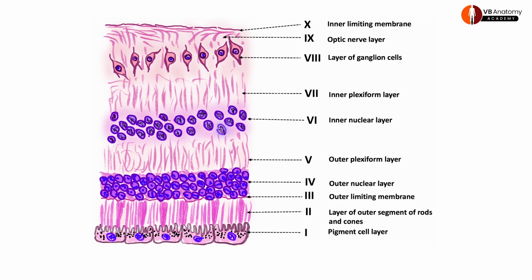Thus we complete very quickly the diagram of microscopic structure of retina. I hope you also understood the first order neuron and the second order neuron in the visual pathway.